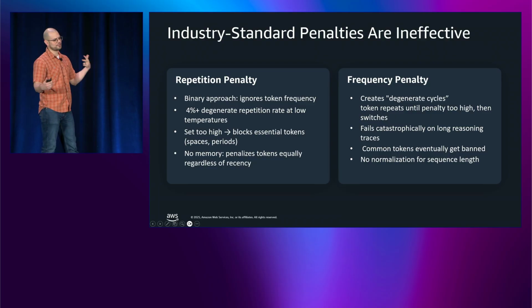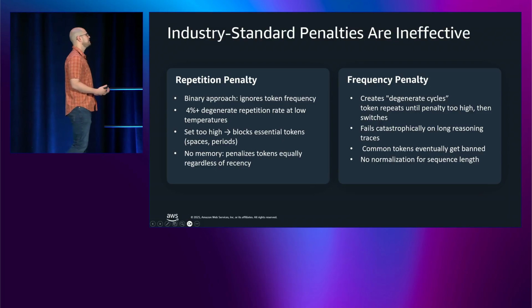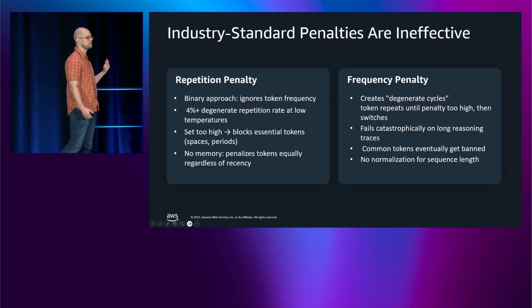And so it's also lacking in memory. It penalizes all tokens equally, regardless of recency. So it doesn't actually work and experiences up to 4% degenerate repetition rates.